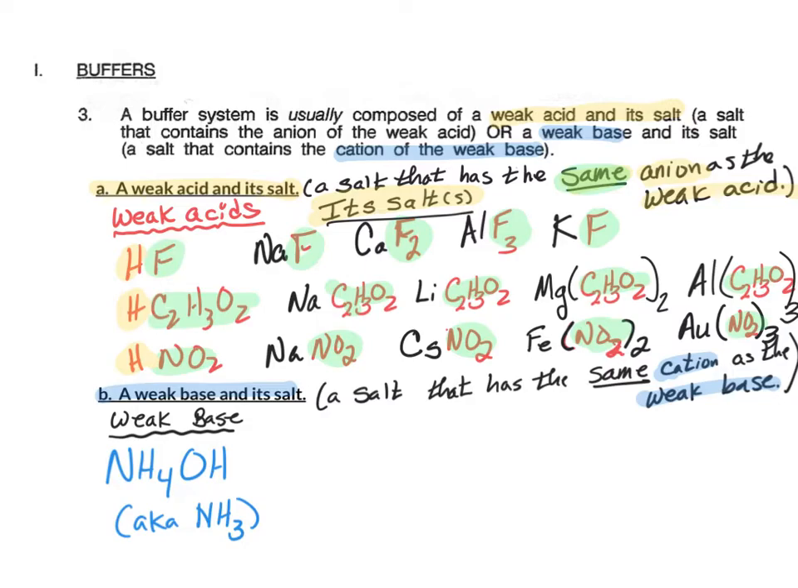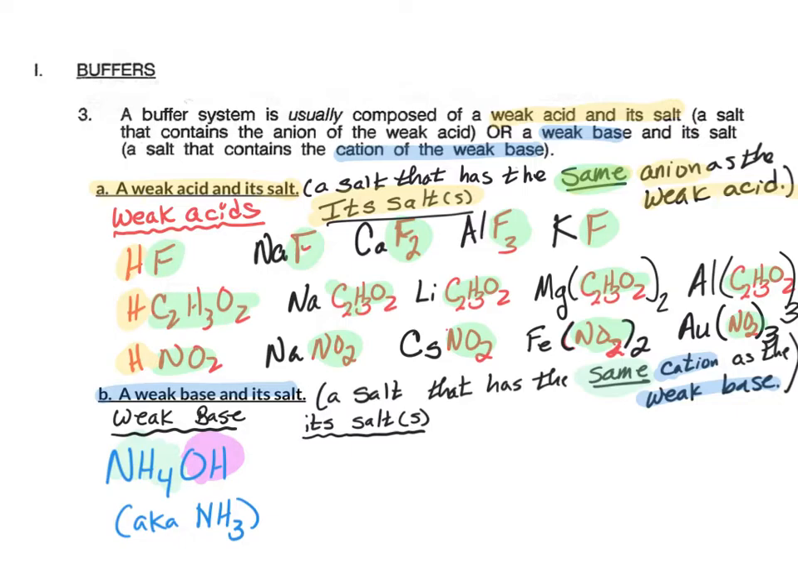So we identify it as a base because it has the hydroxide, and we identify it as the weak base because it has the ammonium ion. That ammonium ion must be the part that matches because it's the part that makes it into a weak base and not a strong base. So we're going to find a salt that contains the cation of the weak base, and that is your ammonium ion. So let's look at some examples.